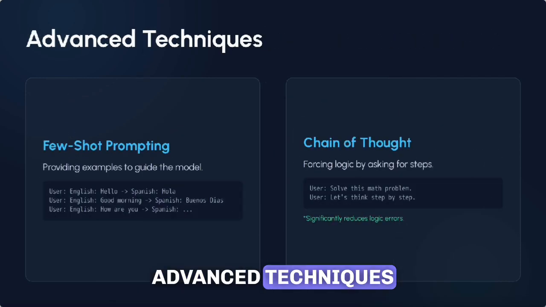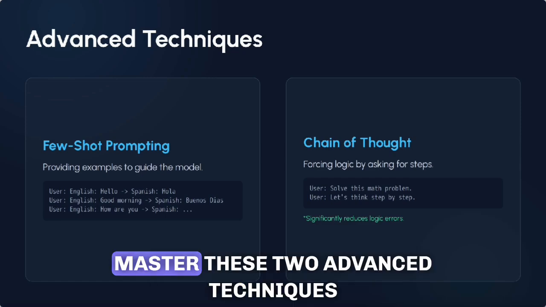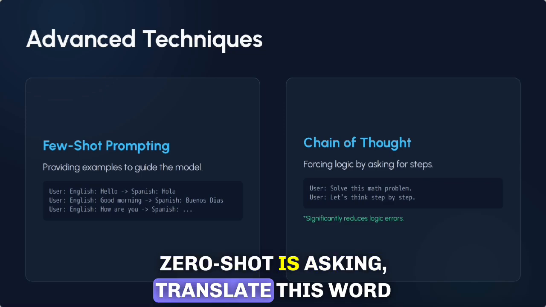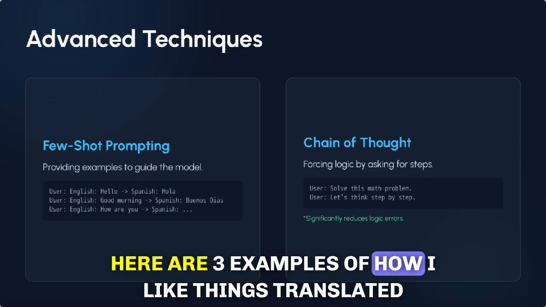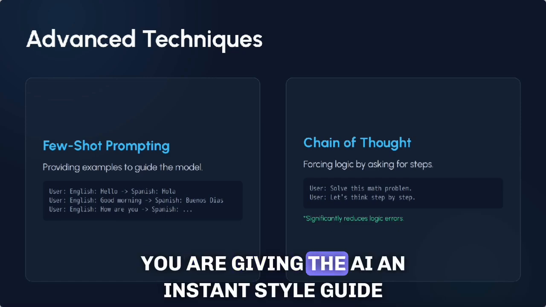Advanced techniques. Highlight few-shot prompting. If you want to go pro, master these 2 advanced techniques. Few-shot prompting. Zero-shot is asking, translate this word. Few-shot is giving the AI a little mini lesson first. Here are 3 examples of how I like things translated. Now do the next one. You are giving the AI an instant style guide.